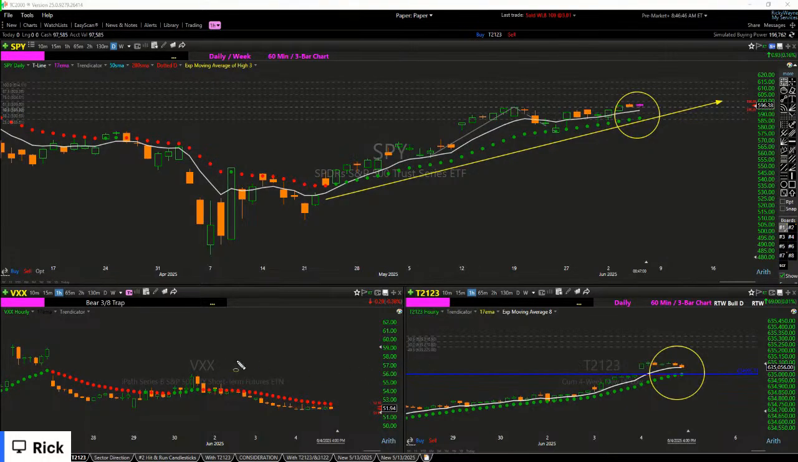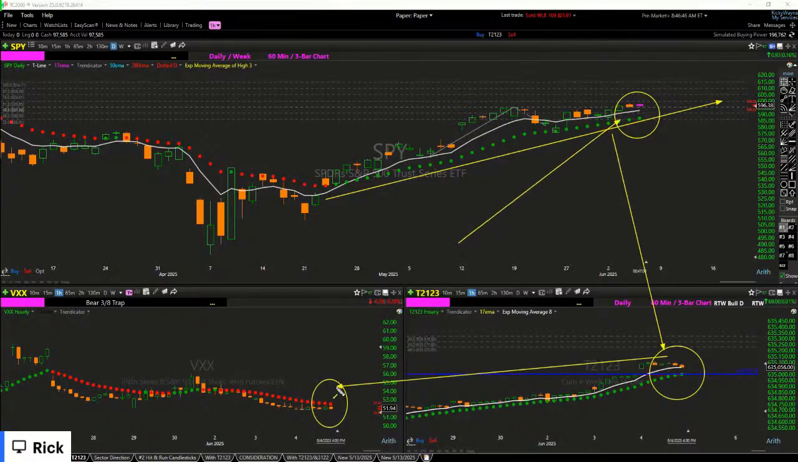So I put VXX up here just to see and follow if there is some fear coming into the market. That's what I'm looking at right there. And if we take all this and put it together, I think you've got a good plan.